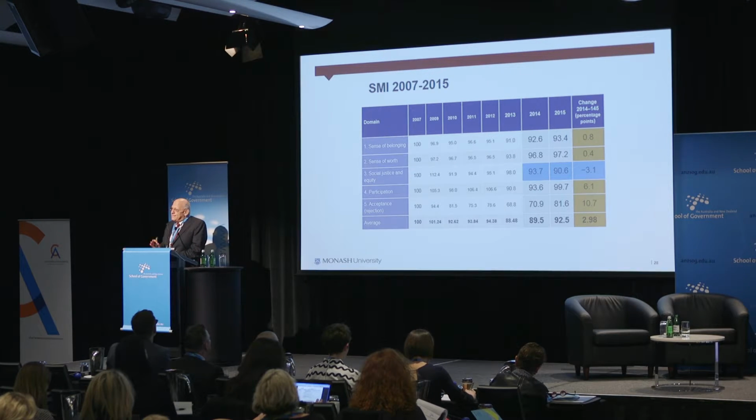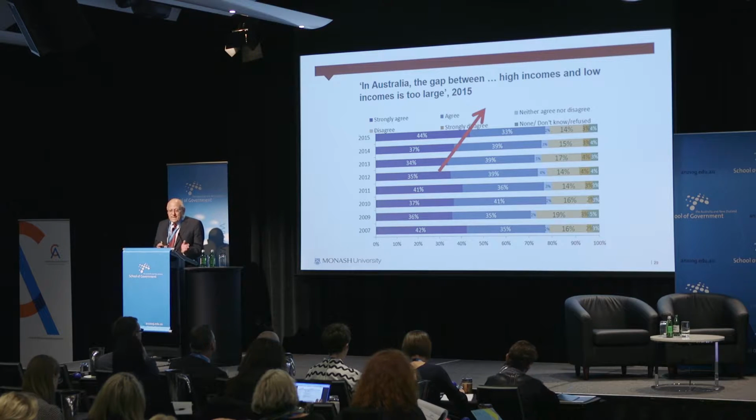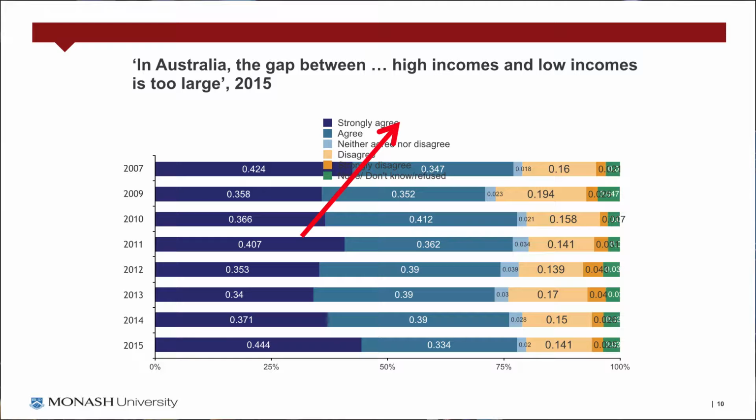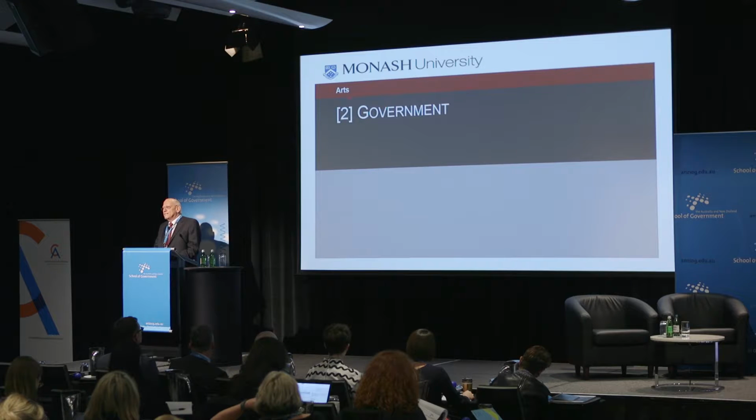Interestingly, in the last period of the Abbott government, the index went up, which was contrary to the interpretations of what was happening in the Australian political space, say, in the media. One area where we're seeing some movement is a feeling of inequity, that the gap between incomes is too large in this society.